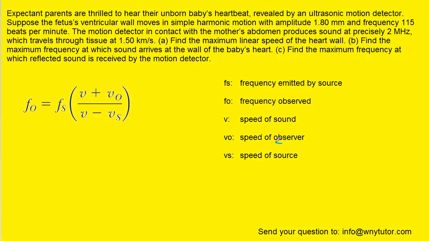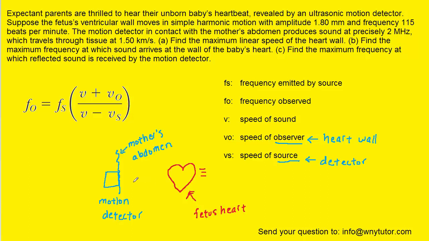In this question, we're going to assume that the observer is the heart wall, and that the source is the detector mentioned in the question. Now, to fully understand why we're making those designations, here's a relatively crude drawing showing the scenario described in the question. So the mother's abdomen has this motion detector pressed up against it, and we can assume that that detector is stationary. It is the fetus's heart that we're trying to detect with this equipment, and as the question notes, that fetus's ventricular wall is moving in simple harmonic motion.